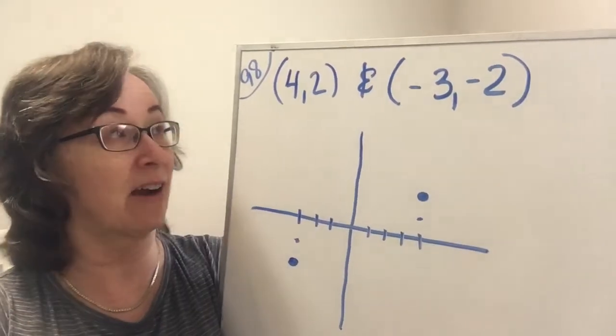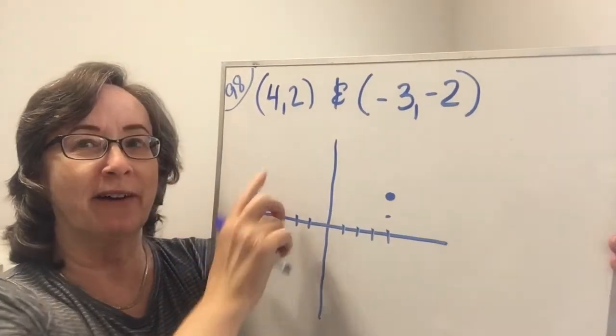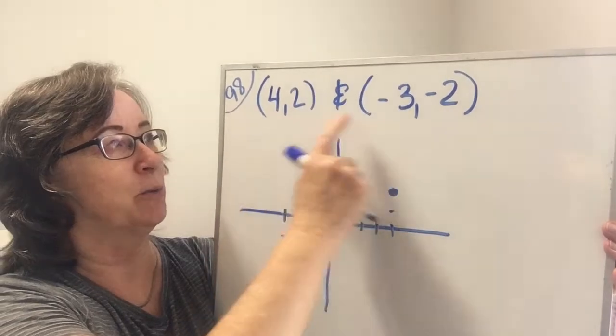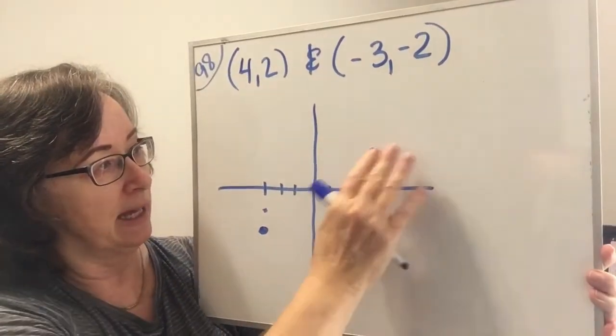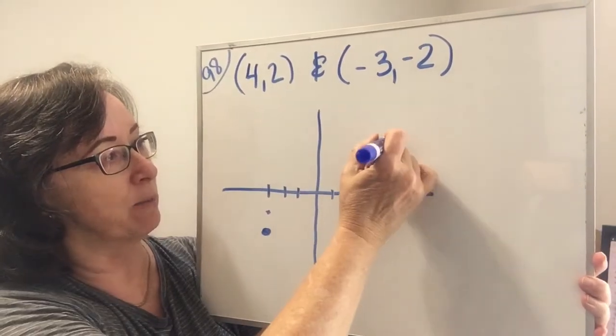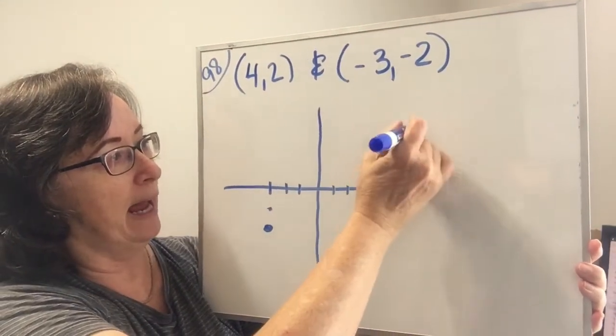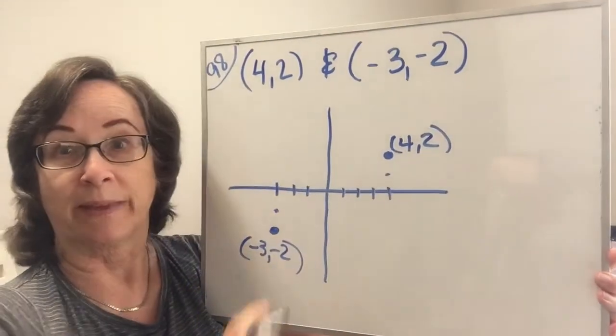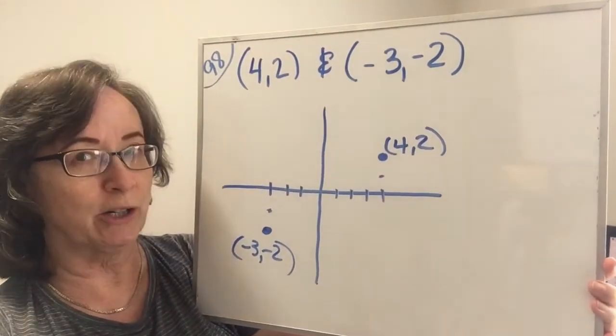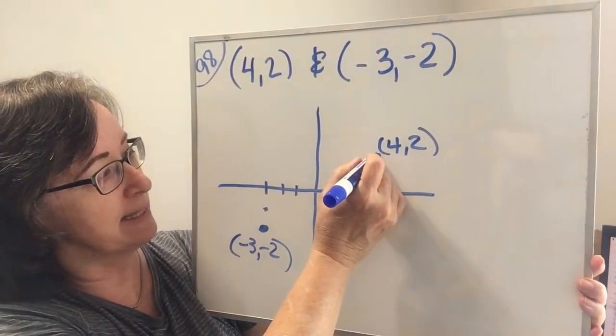Okay, so here is our first example. We're going to find the distance between 4, 2 and -3, -2. So I have drawn these points on the board. This one is 4, 2, and this one is -3, -2. Okay, so now we're trying to find this distance.